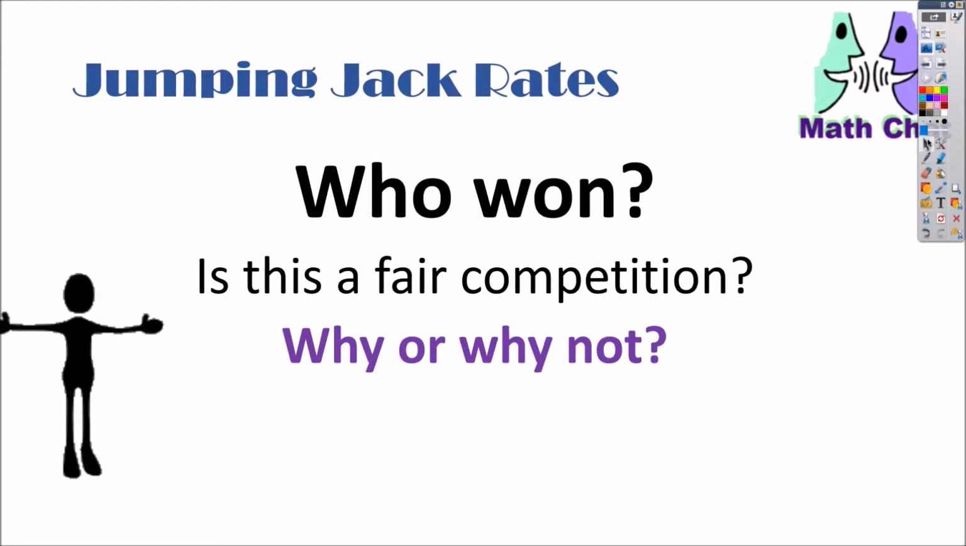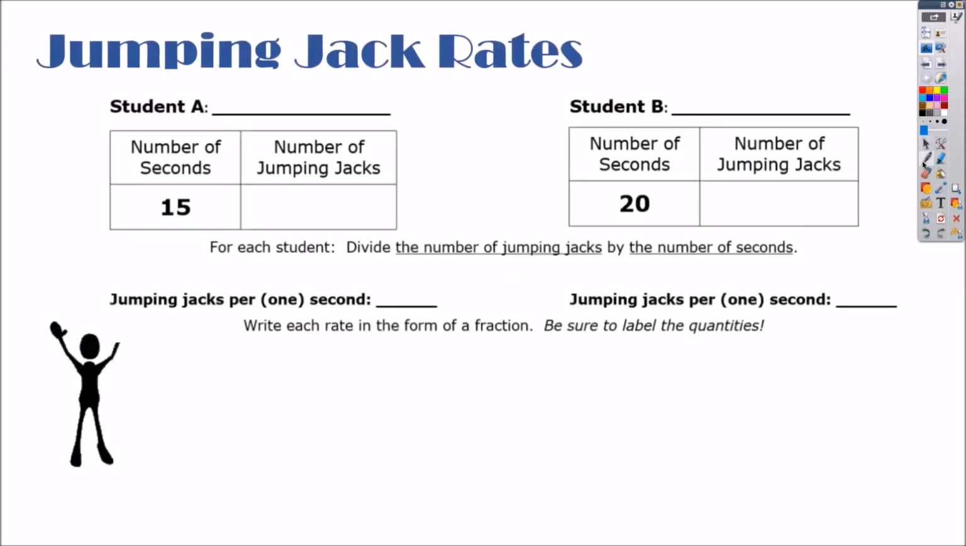And so that's right. So up here, I'm going to rewrite it. Student A had 27 jumping jacks. Student B had 33 jumping jacks. Now, this is where we had to see, how could we make this fair? Well, could we figure out how many jumping jacks each student could do in just 1 second? And that would be fair. And so that's exactly what we did. We had to find out how many jumping jacks each student can do in 1 second.